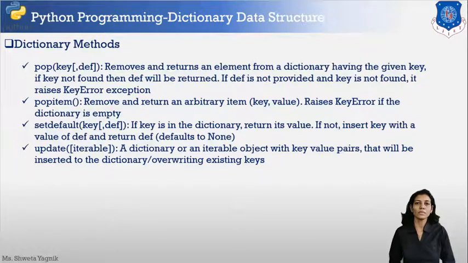The next method that we are going to see is setdefault. If the key is in the dictionary, then return its value, but if the key is not present, then insert the key with the given default value. The next method that we are going to see is update. Now dictionary is mutable, so once we have declared the dictionary, we can update it. So this method update will help us to modify our existing dictionary. So now we will see practically how to use these functions of a dictionary.